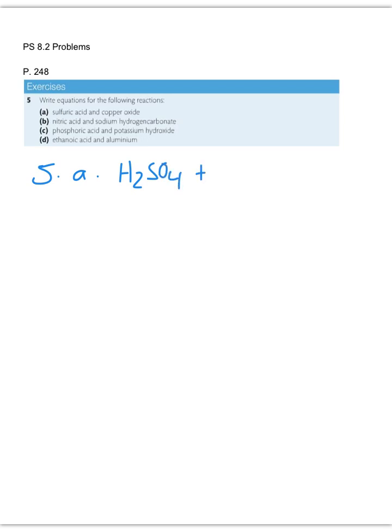Copper oxide is just going to be CuO, although they didn't indicate if it's copper 1 or 2, so I'm going to go with copper 2 since it wasn't indicated. And if I just do a double replacement reaction, I end up with CuSO4 and then H2O, and it's actually balanced as written. Part B, nitric acid, HNO3. Remember, you have to balance the hydrogen with the polyatomic ions.